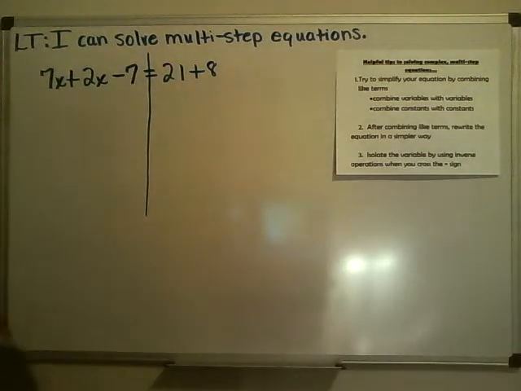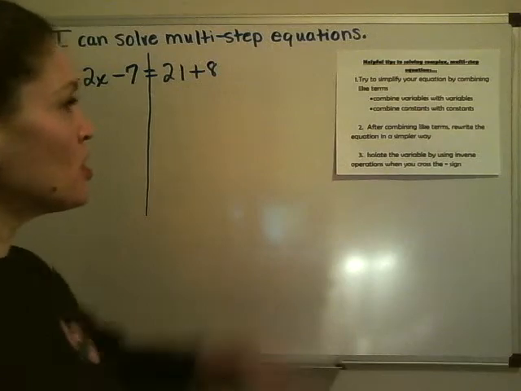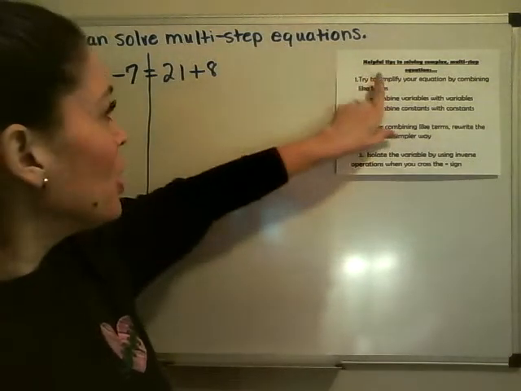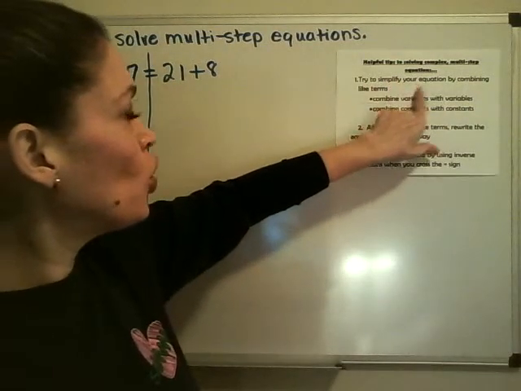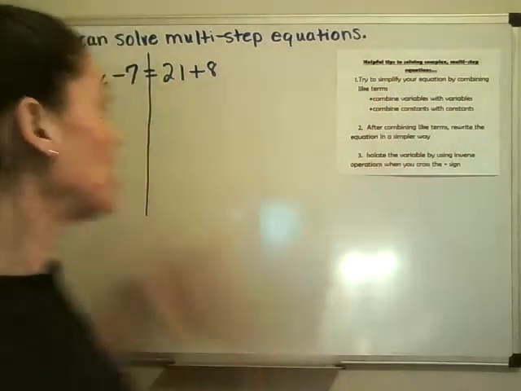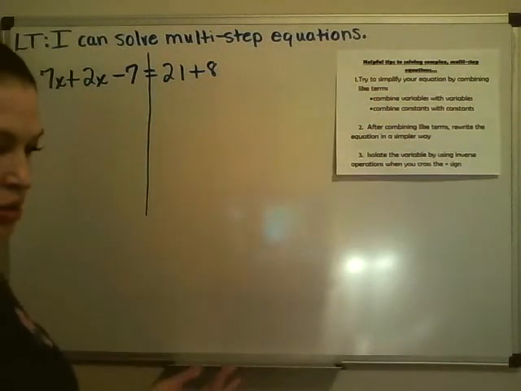Okay, so let's refer to our helpful tips and tricks. All right, the first thing is to analyze your equation and try to simplify your equation by combining like terms. So let's look at both sides of the equation and see if we can put anything together.